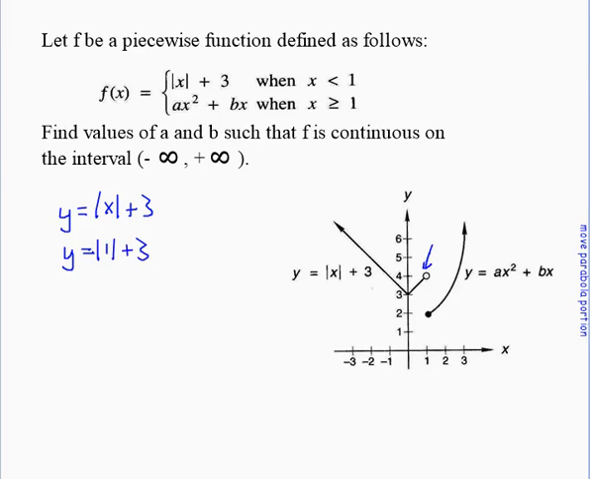And this is how we do all the ones that are set up like this, and we get 4. And so we need this function to equal 4 when x is 1. So we need the second piece of this, y equals x squared plus bx, to equal 4 when x is equal to 1. And we basically have our answer here. We have a plus b equals 4.